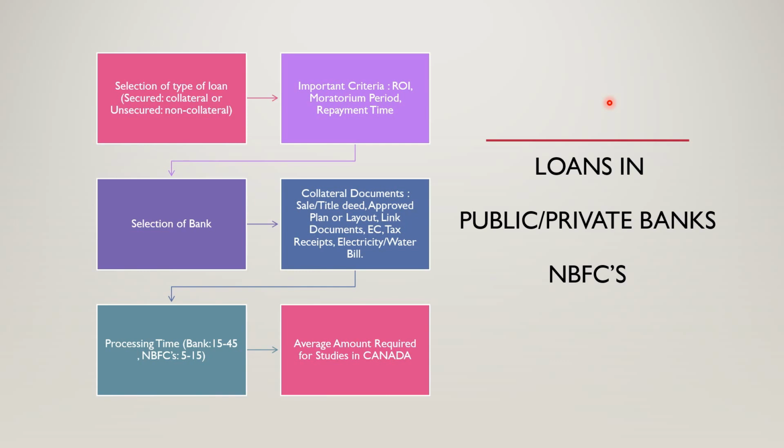For both the kinds of loans, you have only 2 destinations, that is banks or non-banking financial institutes. In terms of banks, we have SBI, Axis, ICICI. These are all public and private banks. And in terms of non-banking financial institutes, we have HDFC Credila, InCred Financial Solutions, Auxilio, and some other NBFCs. Well, coming to the process, you'll have to select whether you're going to apply with the collateral or without the collateral. Like I said, loan with a collateral is called a secured loan and loan without collateral is called an unsecured loan.